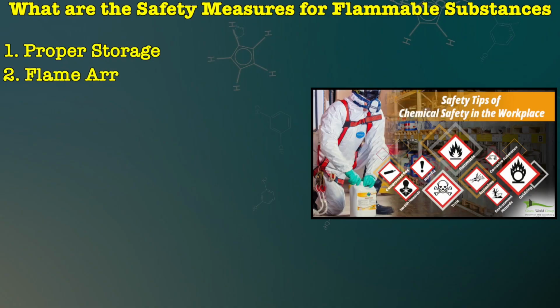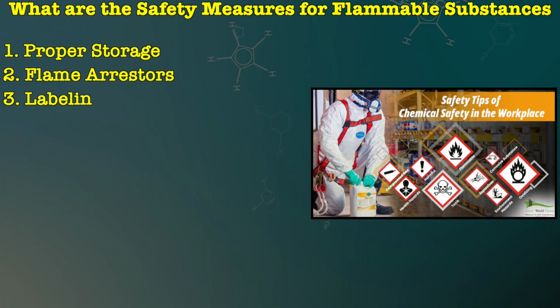Second one is flame arrestors. Install flame arrestors on containers and storage tanks to prevent flames or a spark from entering and causing explosion. Third one is labeling. Clearly label containers with the appropriate flammable hazard symbols and warnings. This helps workers identify and handle these materials safely.